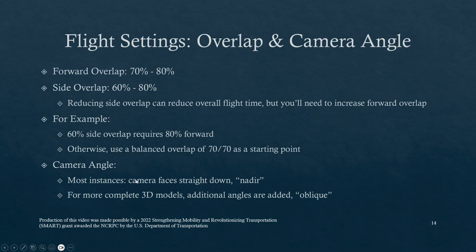Camera angle, again, in most instances, it's facing straight down. But if you want a more complete model, and if your goal is to create a 3D model, you can add additional oblique or off nadir, so like a 45-degree angle or a 60-degree angle of the camera to capture your area of interest. This is most typically used for those stockpile measurements where you're flying around in a circle around the stockpile, capturing those angles.